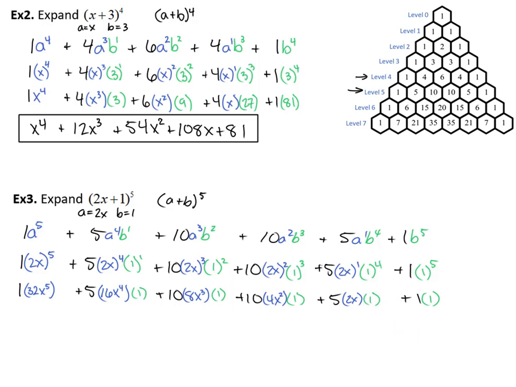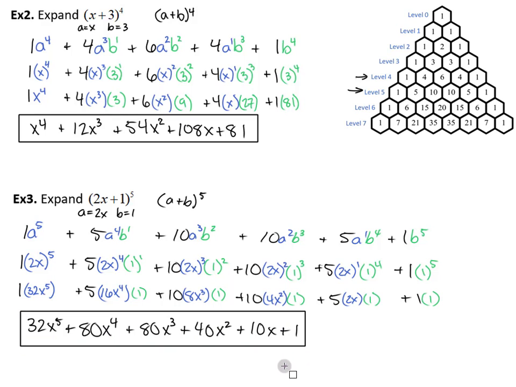So lastly, to simplify these and get our final answer here, 1 times 32x to the 5th is 32x to the 5th. 5 times 16 times 1 is 80x to the 4th. 10 times 8 times 1 is also 80, this time x to the 3rd. 10 times 4 times 1 is 40, x squared. 5 times 2 times 1 makes 10x, and 1 times 1 is 1. And there's our expansion of this thing to the 5th power.